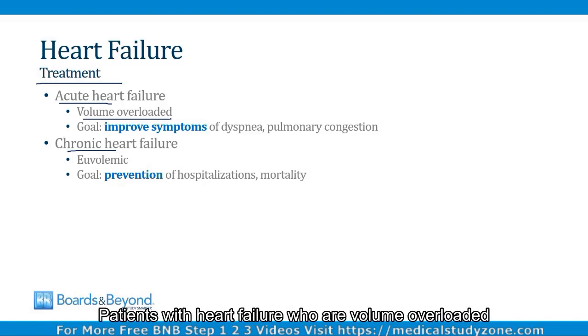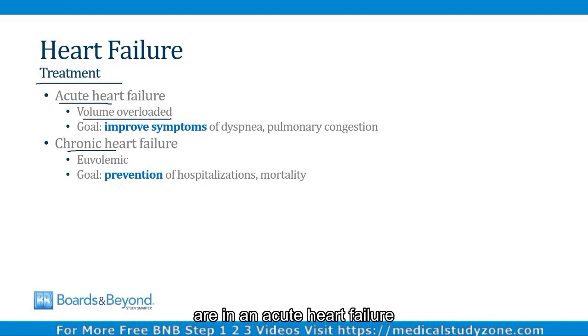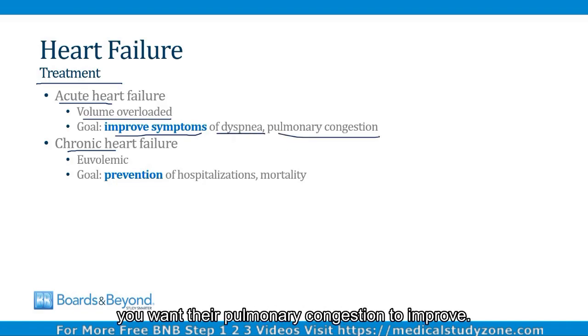Patients with heart failure who are volume overloaded are in acute heart failure, and your goal for treatment of these patients is to improve their symptoms. You want their dyspnea to get better, you want their pulmonary congestion to improve.